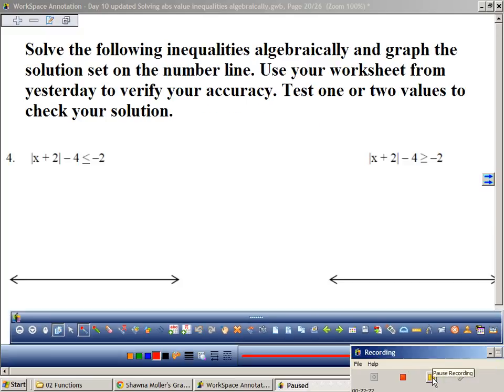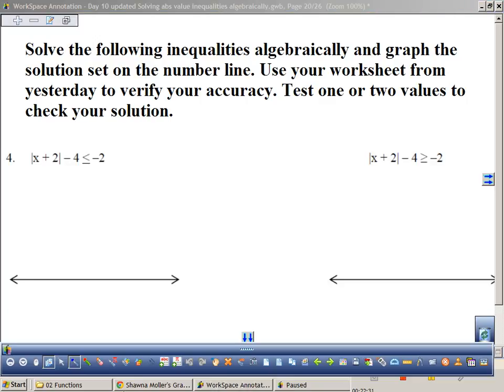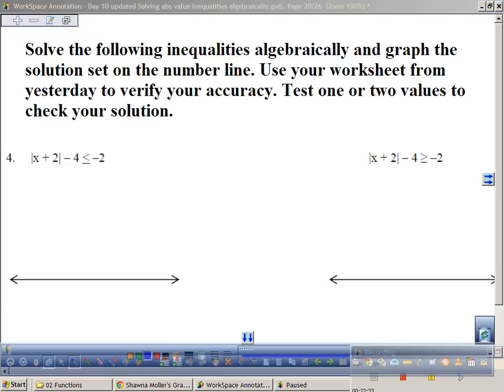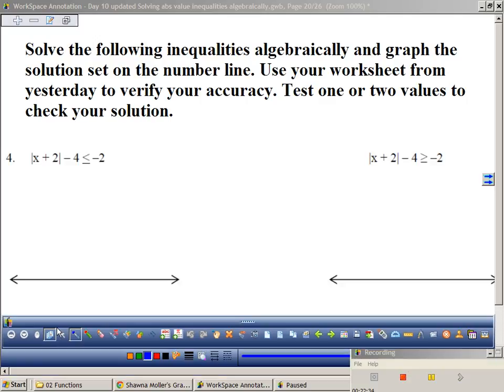All right. So let me do number 4 with you. 5, 4, 3, 2, 1. I need all pencils down. All pencils down, please. Okay, so my first step is to isolate the absolute value. I can't do anything with the absolute value.